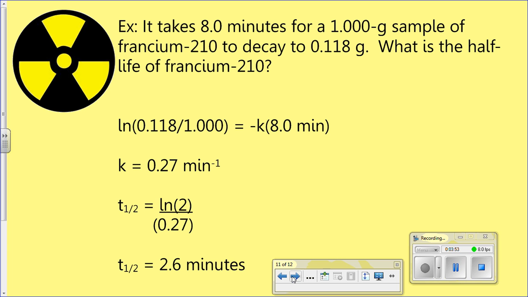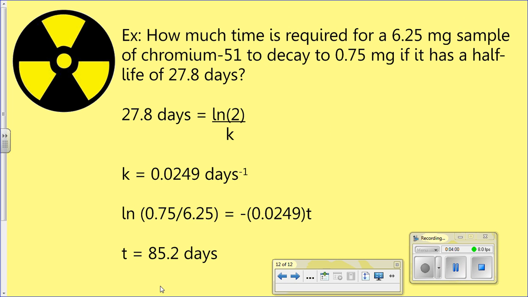In another example, we can do the opposite. What happens if we know the half-life, but we don't know the time it took, for example? In this one, it says how much time is required for a 6.25 milligram sample of chromium-51 to decay to 0.75 milligrams, if it has a half-life of 27.8 days. The half-life allows us to calculate the rate constant. The rate constant here would be equal to 0.0249, again, inverse days, because the time is in terms of days.